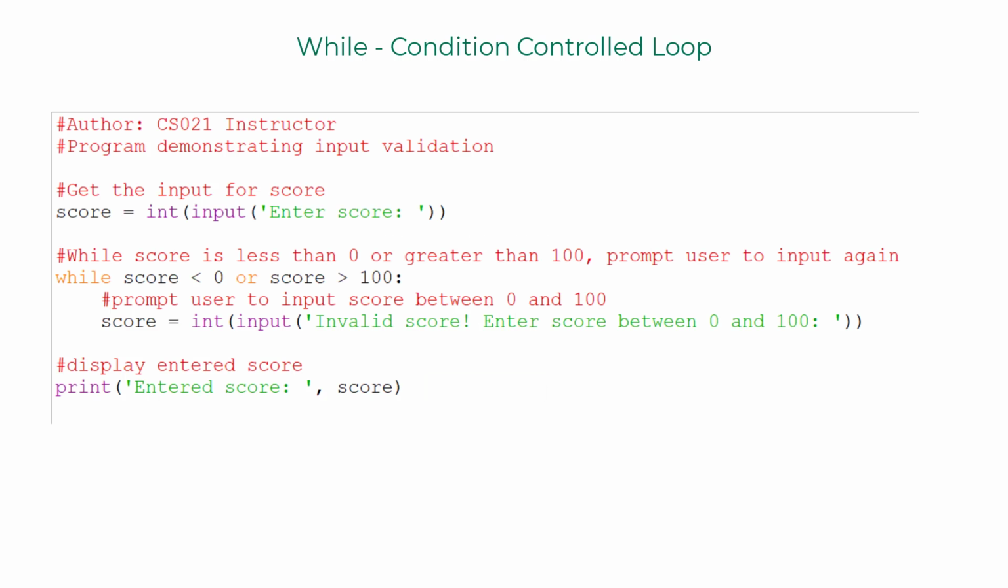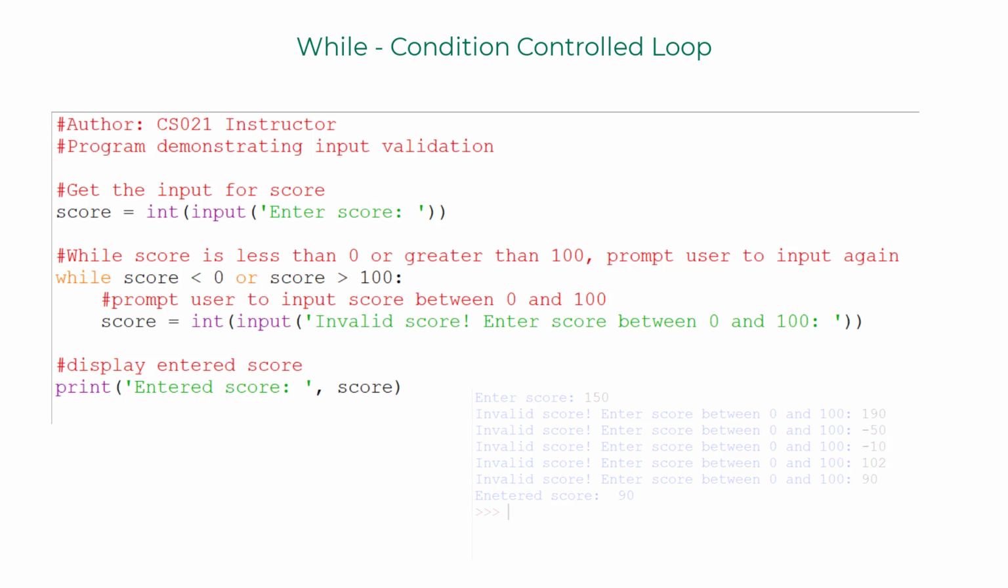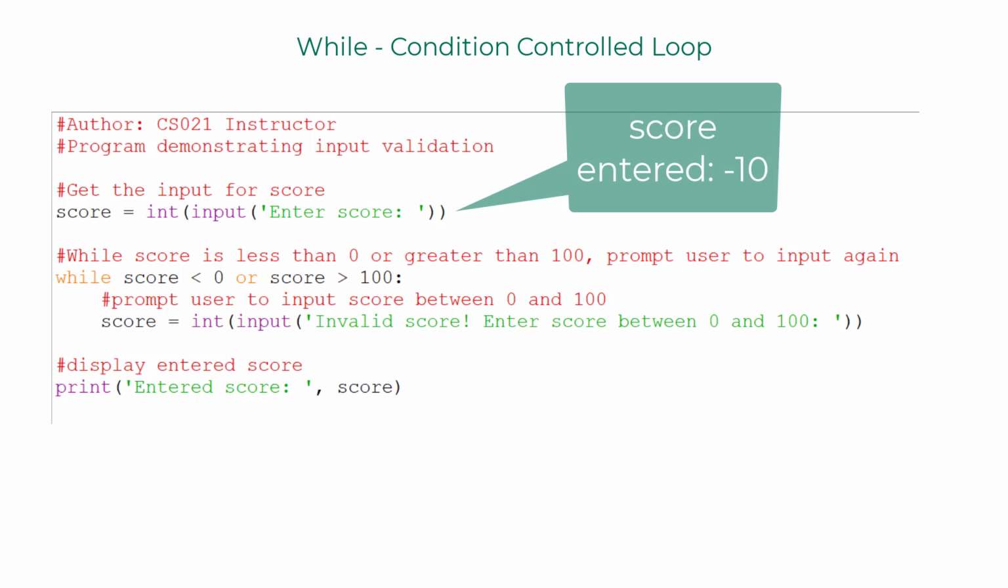Let's take a look at this program which would not accept the score that is less than 0 or greater than 100. This is called input validation. We are making sure the input entered by the user matches with our expectation and repeatedly prompt the user to do the same. Let's see what happens when the user inputs -10.